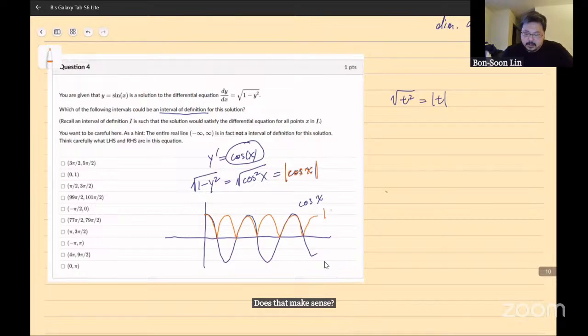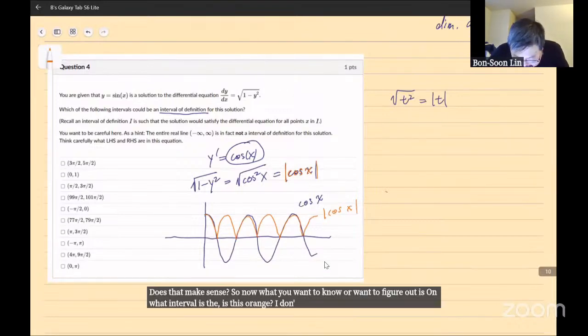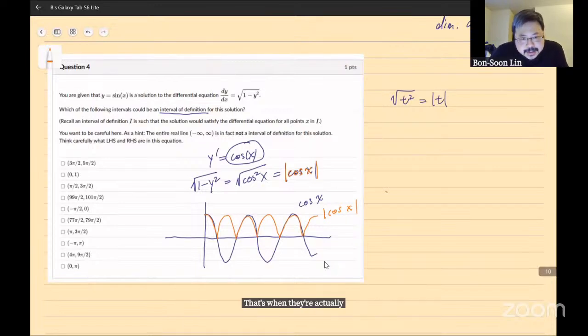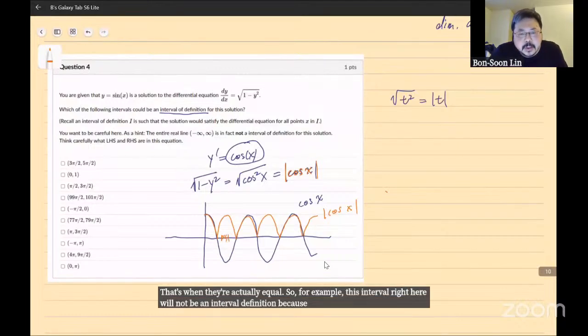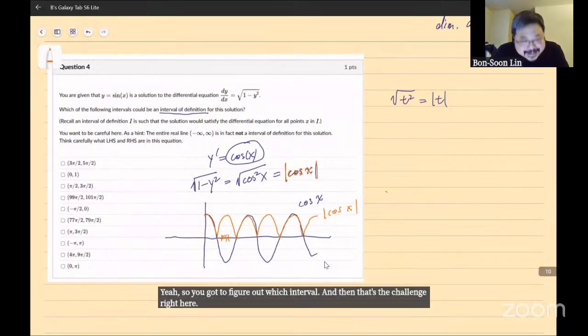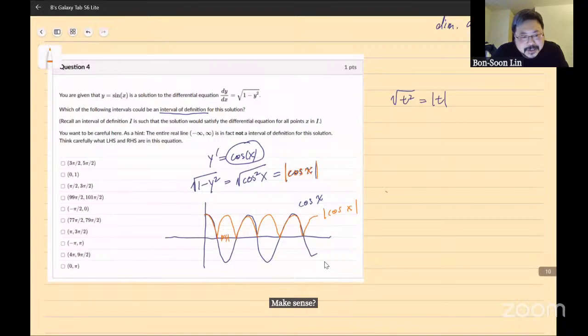Yes. So now what you want to figure out is on what interval the orange curve is equal to the blue curve. That's when they're actually equal, right? So for example, this interval right here will not be an interval of definition because here those two functions, the absolute value of cosine and cosine, are not the same. So you've got to figure out which interval, and that's the challenge right here. Make sense? So there could be many answers.